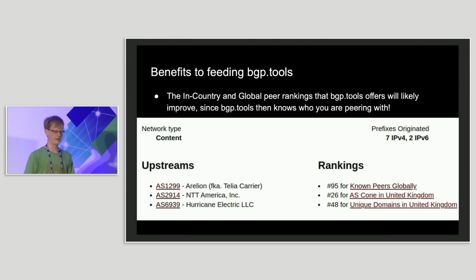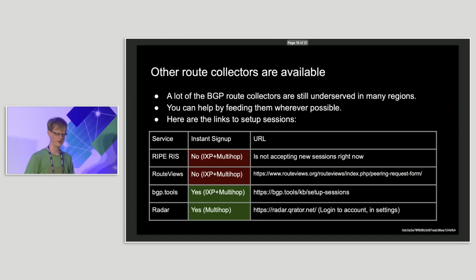Yeah, and also there's a ranking system. Everybody loves a ranking system. Basically just known peers globally, which is the one that you can change. And then things like biggest customer cones or whatever, unique domains, estimated eyeballs, which is always a bit of a science. But yes, if you feed BGP tools, I can give better information on adjacencies or peers.